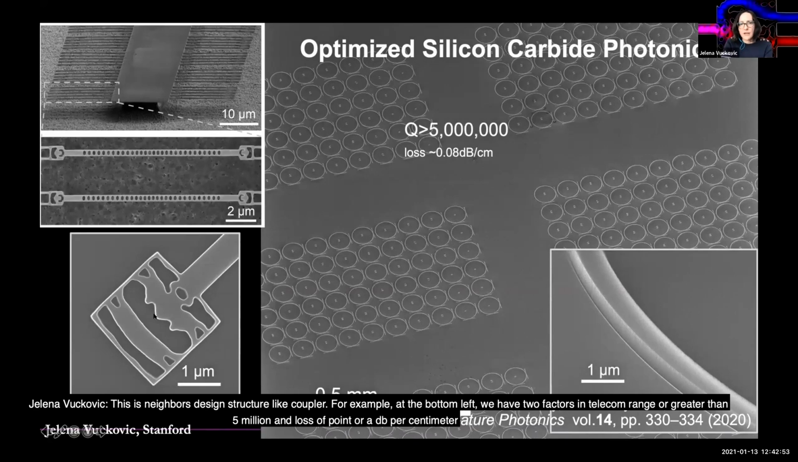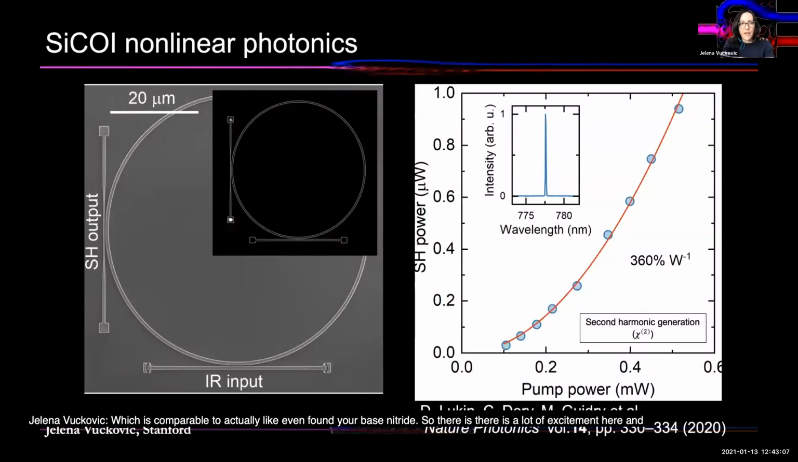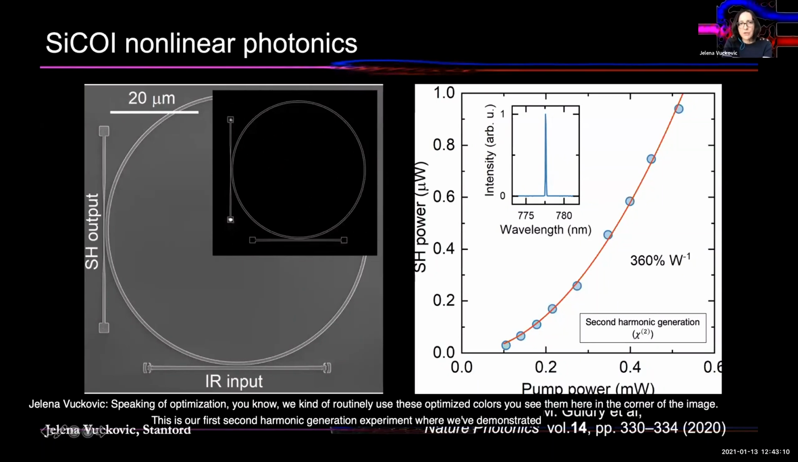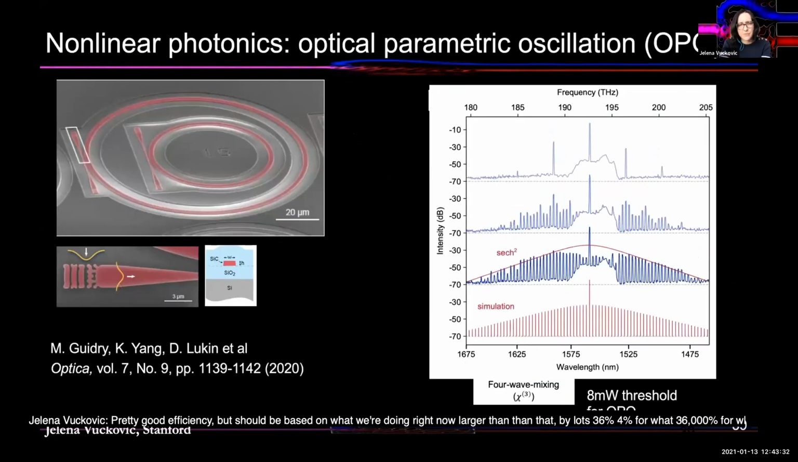This is the inverse design structure, like a coupler, for example, at the bottom left. We have Q factors in telecom range of greater than 5 million and loss of 0.08 dB per centimeter, which is comparable to even foundry-based nitride. So there is a lot of excitement here. Speaking of optimization, we routinely use these optimized couplers. You see them here at the corner of the image. This is our first second harmonic generation experiment where we've demonstrated pretty good efficiency, but based on what we're doing right now, it should be larger than that by a lot, 36,000% per watt.